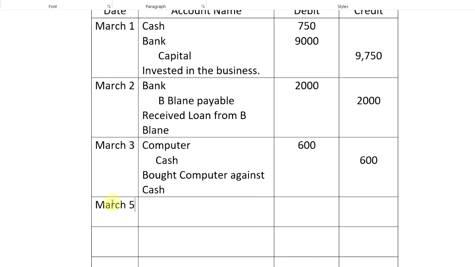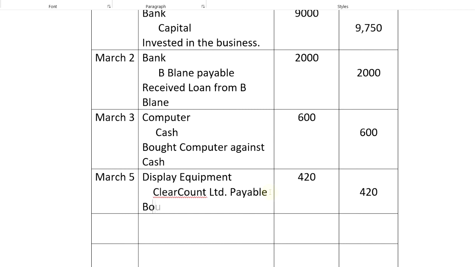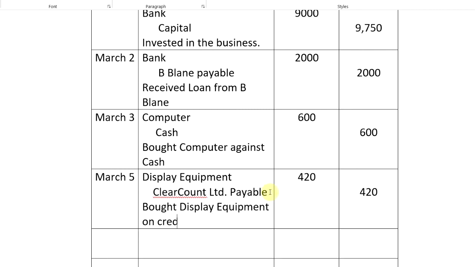Alright, March 5, display equipment 420, Clear Count Limited payable 420. Now we are going to write the description: bought display equipment on credit.